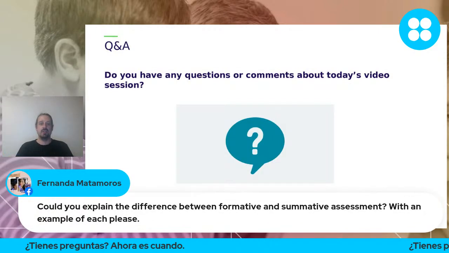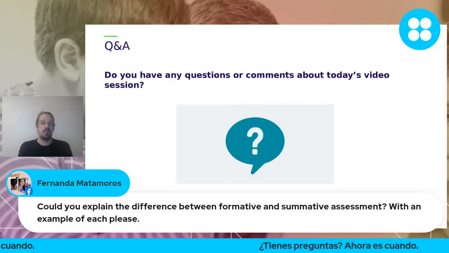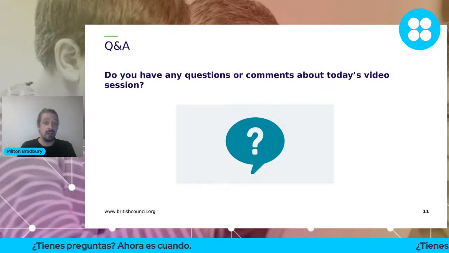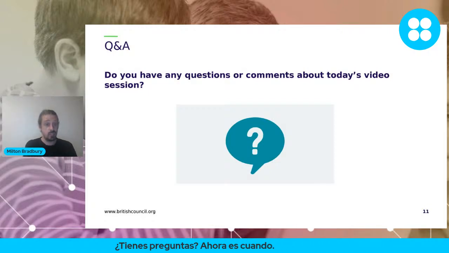Fernanda has a question. Could you explain the difference between formative and summative assessment with an example for each, please? Okay, Fernanda. So formative assessment, the idea is to provide a progress test of what's been learnt so far to help the teacher and the students see what should be done next.